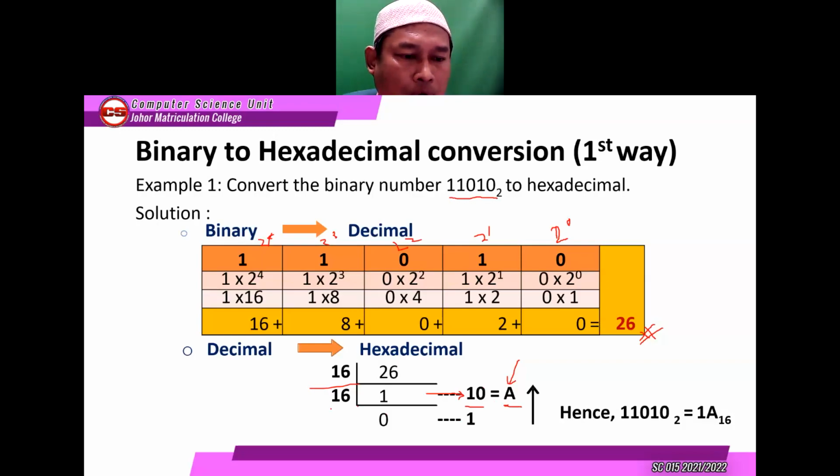And then 1 divided by 16, you have 0, and the remainder is 1. So the answer: 11010 based on 2 in hexadecimal number is 1A based on 16. This is the first way to convert binary to hexadecimal numbers.